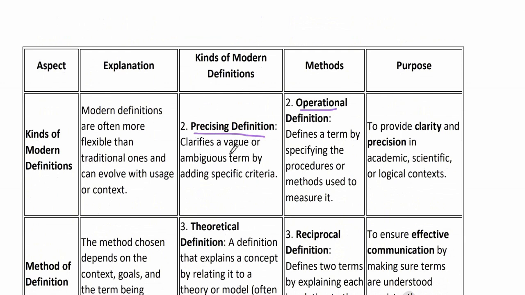Precising definition clarifies a vague or ambiguous term by adding specific criteria. Whereas operational definition defines a term by specifying the procedures or methods used to measure it.